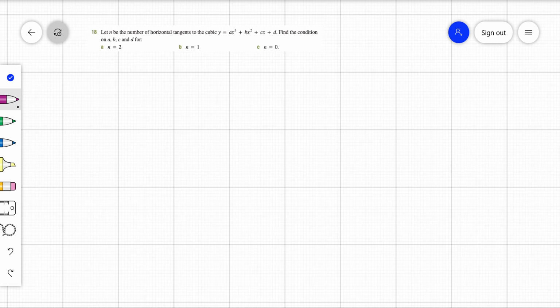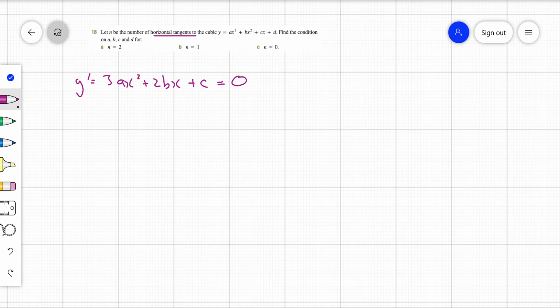Okay, if we have a look at this one, we've got y equals ax cubed plus bx squared plus cx plus d. And if we differentiate that, we get 3ax squared plus 2bx plus c. Now it says let m be the number of horizontal tangents. So if they're horizontal, the gradient is 0. So if we make our gradient equal 0, so there's my gradient. So that's my gradient function.